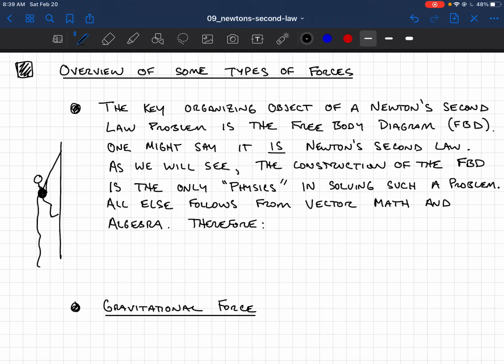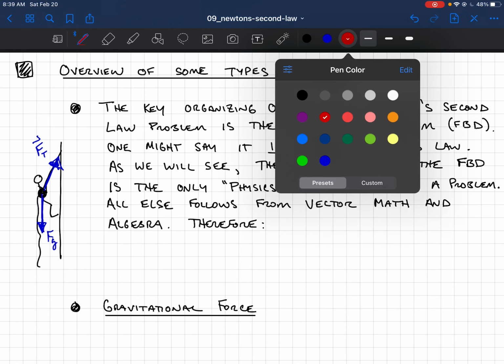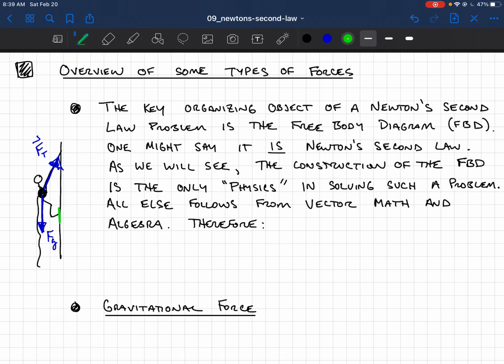We see that there's a rope that the person is holding on to. So we say that there's a tension force that points along the rope. We know that the person has mass, so that means that there's going to be a force of gravity down to the center of the Earth on them. And then we see that their foot is touching the wall. So you see that there's a surface of contact here between the person and the wall.